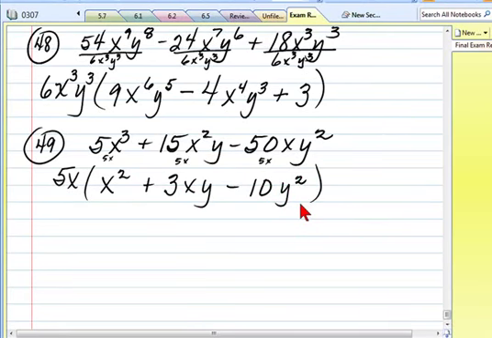Does this trinomial look like anything we've factored? Yes, it does. We have an x squared on the front, we have a y squared on the back, and we have an xy in the middle. So I will make sure that I keep my 5x, and I'm going to try some trial and error. What will the signs be since the last sign is a negative?